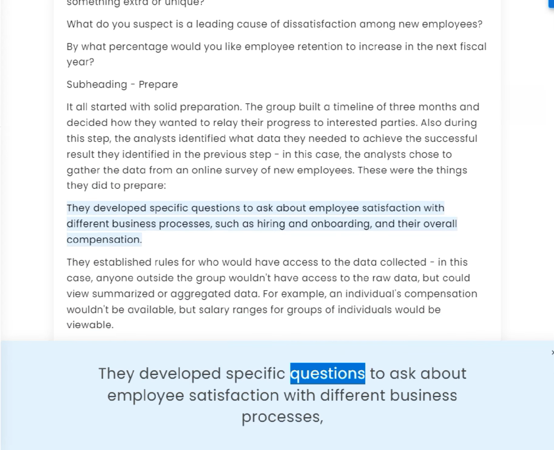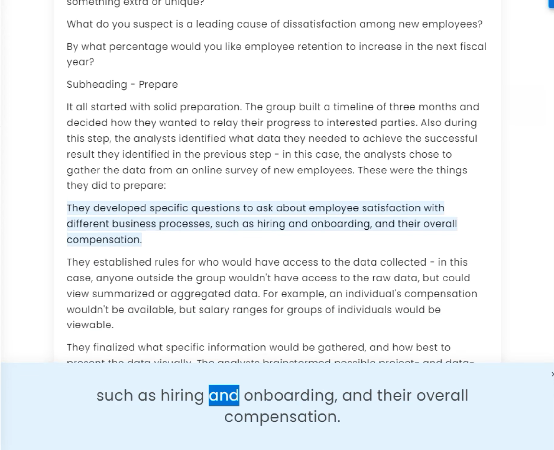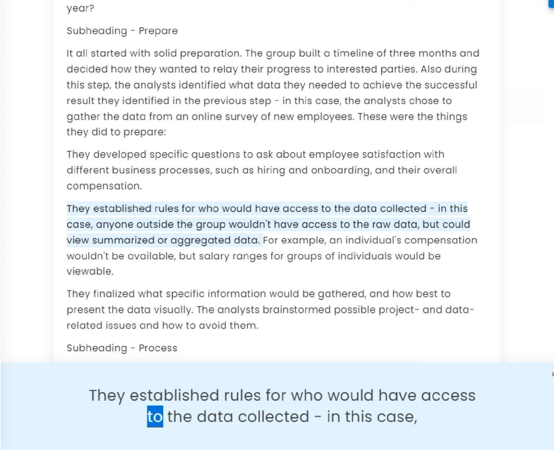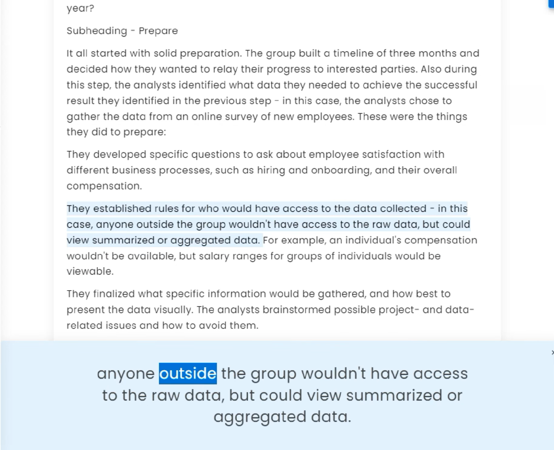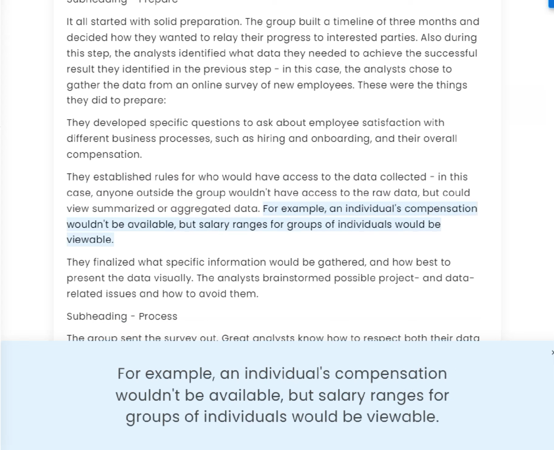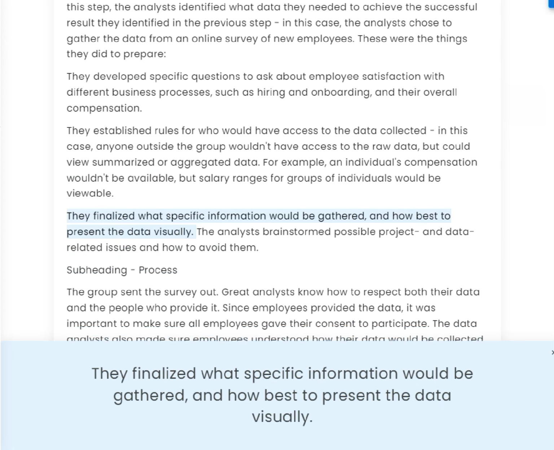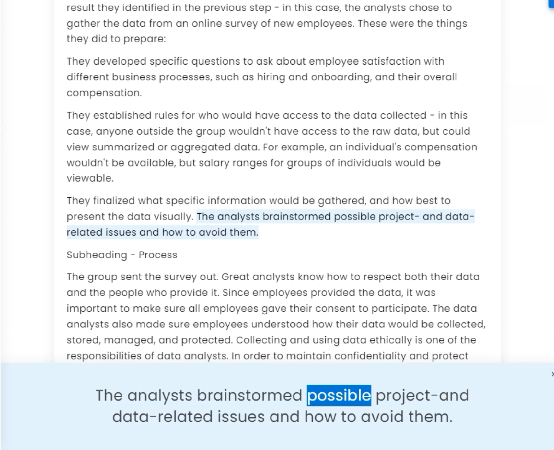They developed specific questions to ask about employee satisfaction with different business processes, such as hiring and onboarding, and their overall compensation. They established rules for who would have access to the data collected. In this case, anyone outside the group wouldn't have access to the raw data, but could use summarized or aggregated data. For example, an individual's compensation wouldn't be available, but salary ranges for groups of individuals would be viewable. They finalized what specific information would be gathered, and how best to present the data visually. The analysts brainstormed possible project and data-related issues and how to avoid them.